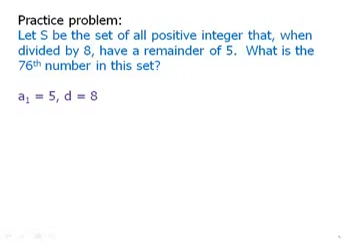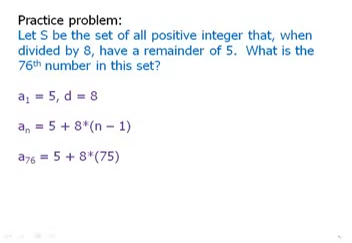So we have our starting term, we have our common difference. That's our general formula. We plug in n equals 76 for the 76th number. We get 5 plus 8 times 75. For that 8 times 75, we'll just do doubling and halving. So it's 4 times 150. 4 times 150 is clearly 600, plus 5 is 605. And that is the 76th number on the list.